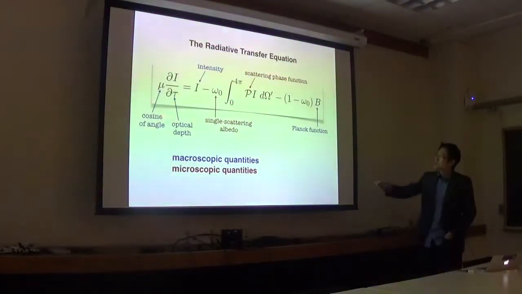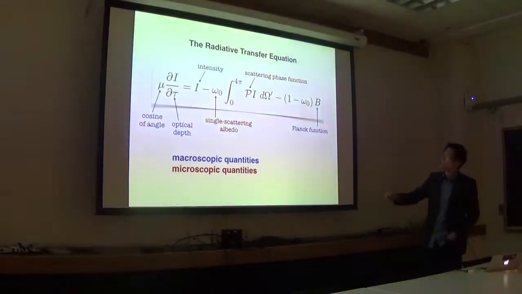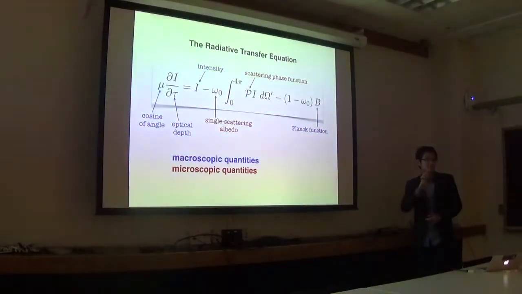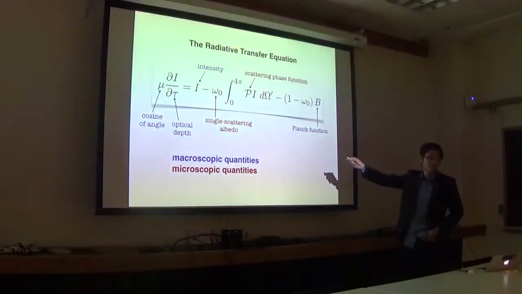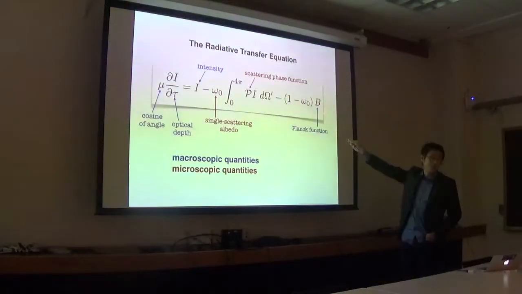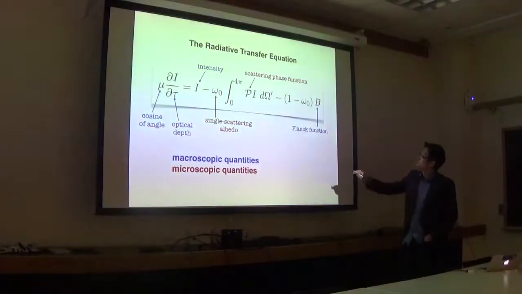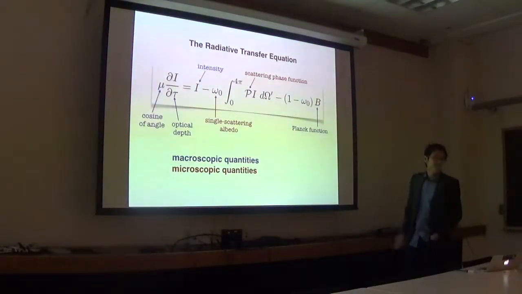So this is the cosine of the angle, this is the optical depth I already talked about, this is the intensity, this is the scattering phase function, the Planck function. This important quantity is called the single scattering albedo. It's the ratio of the scattering cross-section to the scattering plus absorption cross-section. So it's a measure of how strong scattering is in one event. So in pure absorption, this would be 0, and this term would go away. And this would be 0, so you have just black body. And in pure scattering, this term would go away, right?